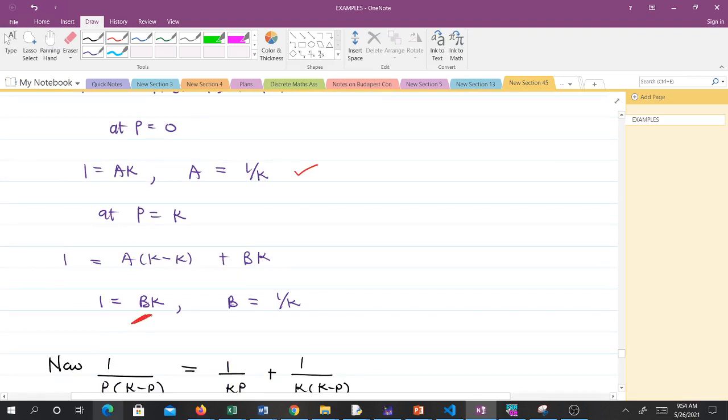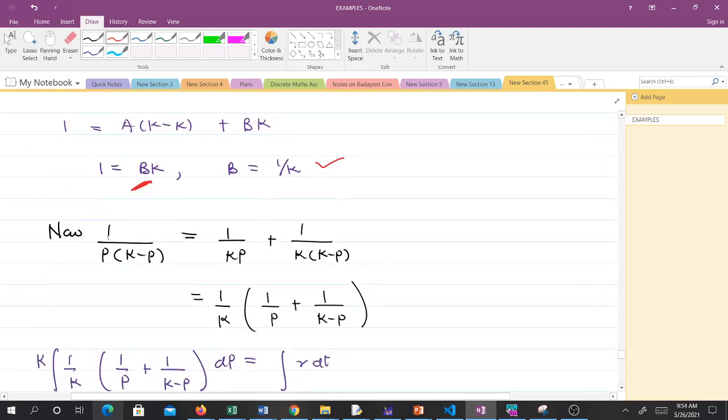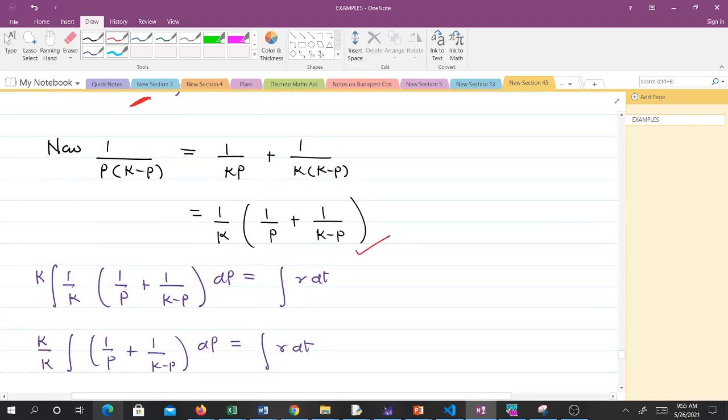So then we get 1 will be equal to bk, and b will be equal to 1 over k. Right? So now we can make substitution, and we will have this to be 1 over k times p plus 1 over k divided by k minus p. So since 1 over k is a common factor, we can factorize that one out, and we get something of this form, right? So the whole of this is now this.